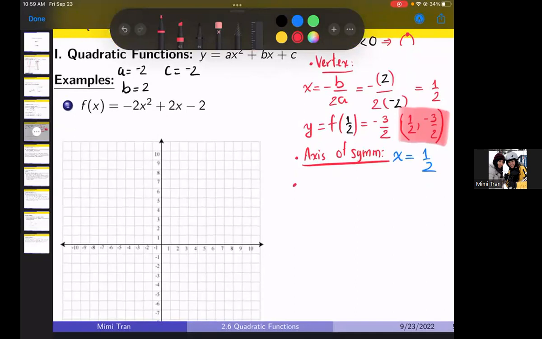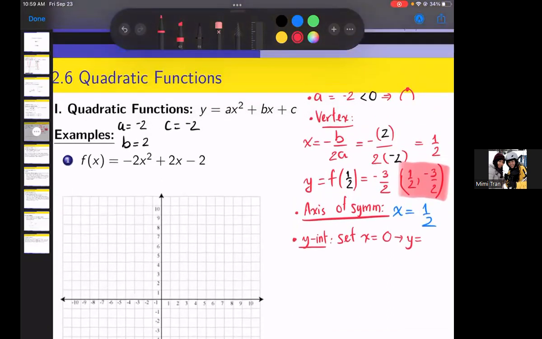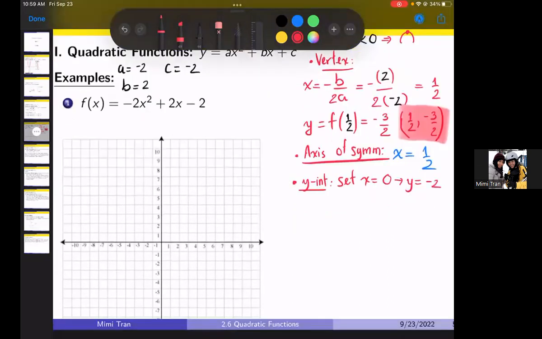Let's do y-intercept first. That's easy. We set x equals 0, so that implies y is -2. So 0, -2, that's my another point.